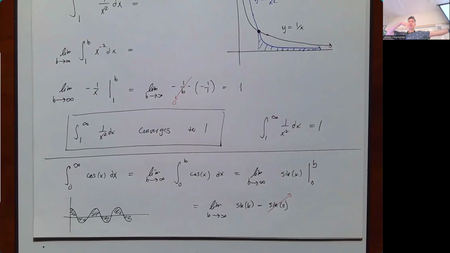It keeps going back and forth between 1 and -1, and all the values in between. So this limit as b goes to infinity of sine of b doesn't exist. This function doesn't get close to one specific finite value as we move further and further.